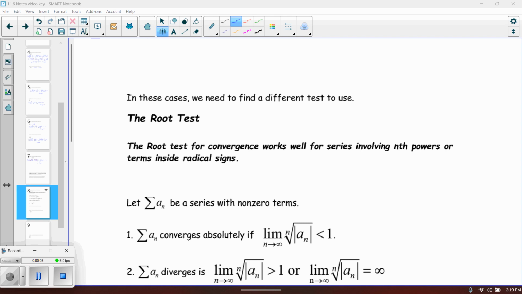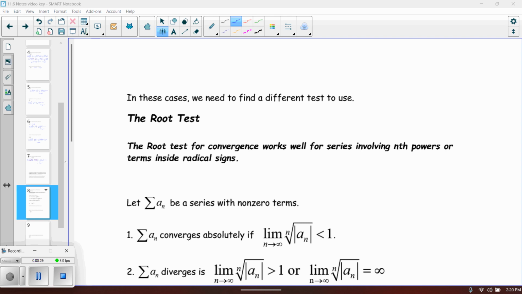All right, so this is section 11.6, video number 3. In video 1, we talked about absolute convergence and the ratio test and did a bunch of examples. This one, we're going to do the root test, which is another test for absolute convergence. And the good thing about the root test is the criteria for it are identical to the ratio test. So if you know the criteria, they are the same.